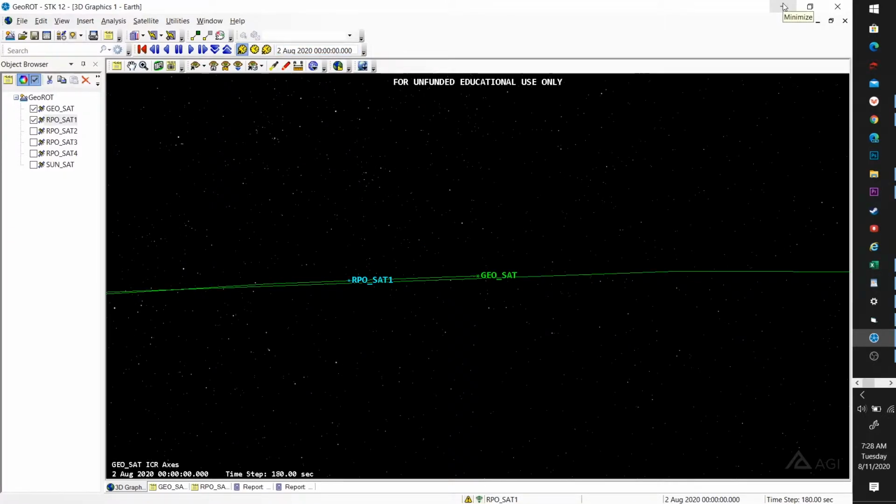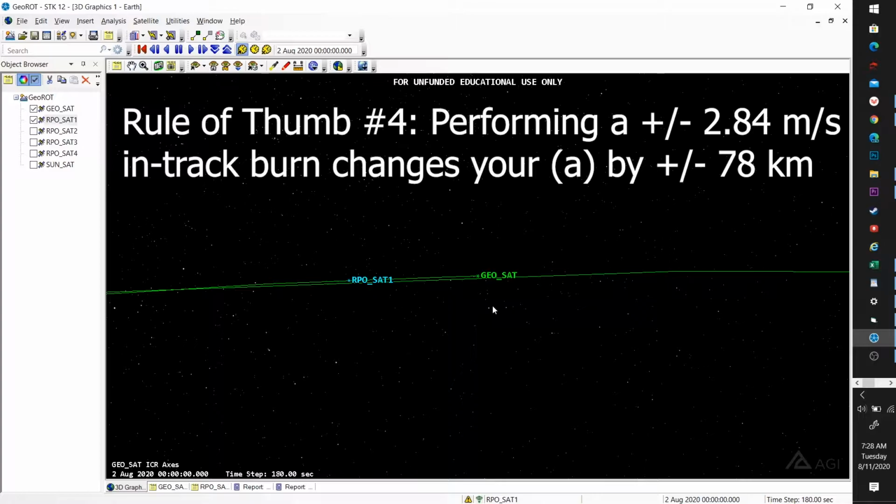Okay, that's all well and good, but I'm sure you're finally ready to start doing some maneuvers, right? We're here to do RPO. So how do I actually move and produce these drifts, other than just going into SDK and changing my semi-major axis? We're going to establish rule of thumb number 4, which is that performing a 2.84 meters per second in-track burn changes your semi-major axis by plus or minus 78 kilometers, depending on if you do a plus or minus in-track burn.